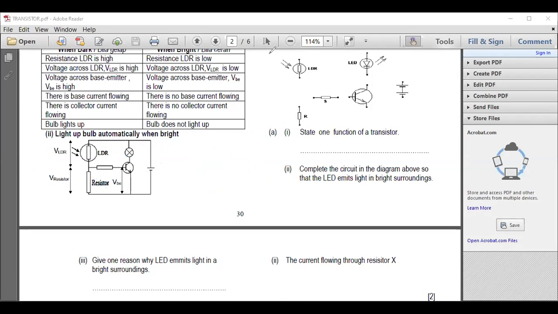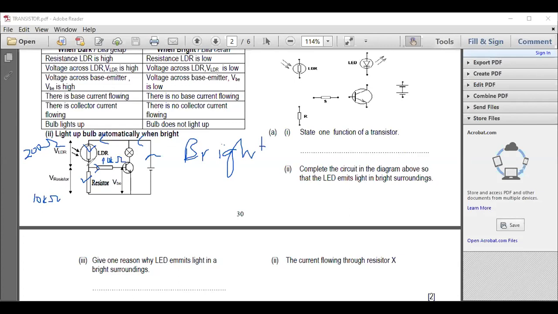Another way of looking at it: let's say I put this one as 10 kilo ohm, and this one also 10 kilo ohm. Now what happens when bright? We know that when bright, the resistance of the LDR will drop. Let's say the resistance is 200 ohm. So now the current can flow, because here it is very low. Here there is 10 kilo ohm and 10 kilo ohm, so the same resistance, so it will split into two.